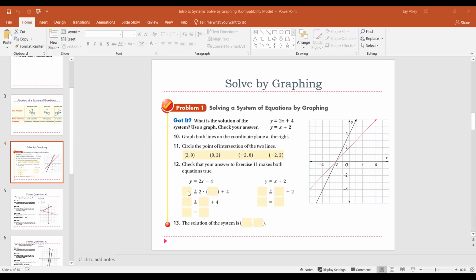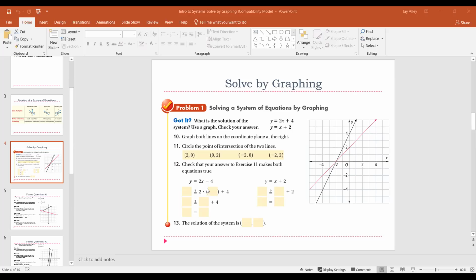So the y value is 0. Put it in this first box. The x value is -2. Put it in the second box. So we're trying to figure out if the left side is going to be equal to the right side. So 2 times -2 is -4. -4 plus 4 is 0. So 0 does equal 0. Great, works for the first one.